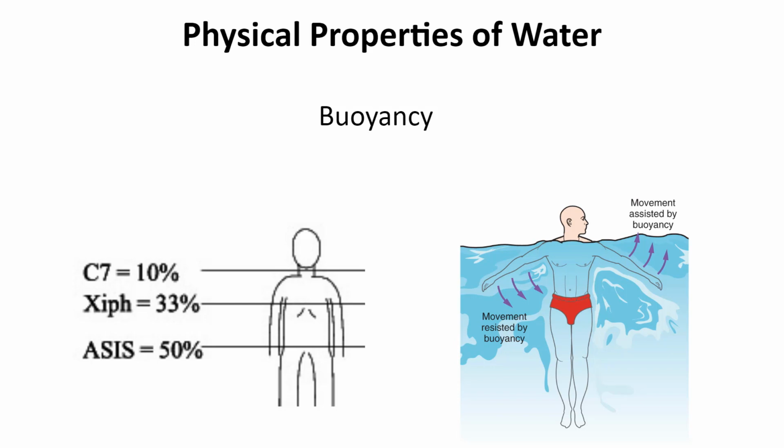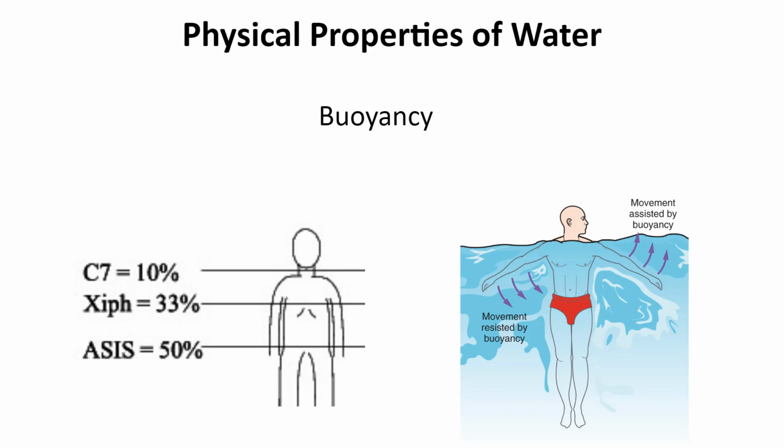If you look on the left-hand portion of the picture down below, you can see that if you're down to about C7 level in your neck, you're only about 10% weight bearing on your body. If you're at the level of your xiphoid, your weight bearing is approximately 33%. And if you're in water at the depth of your ASIS, you're only weight bearing about 50% of your body weight.